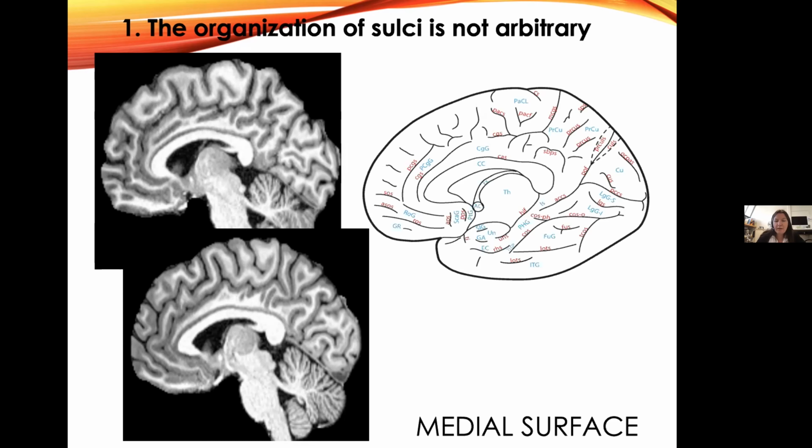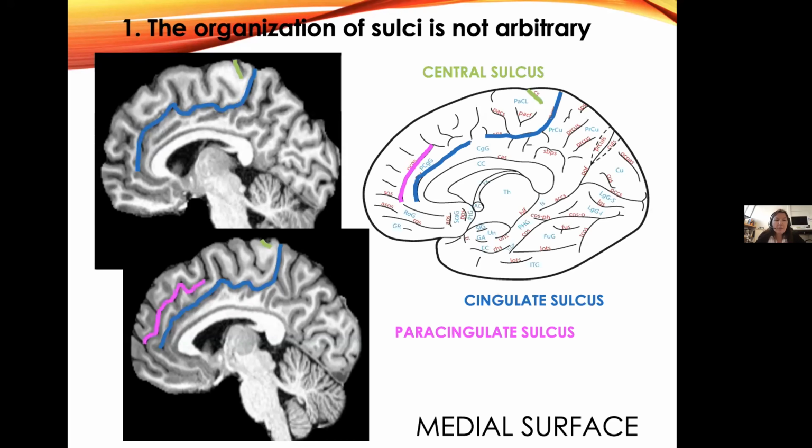For example, if you look at the medial surface here, in all brains you can find the central sulcus there in green. All brains display a cingulate sulcus. This is a primary sulcus occurring really early in utero, and it's there in all hemispheres, in all subjects. In fact, in 70% of subjects, at least in one hemisphere, there is a paracingulate sulcus here that appears. This is a secondary sulcus. It occurs a bit later in utero. That's why it's not there in 100% of the subjects.